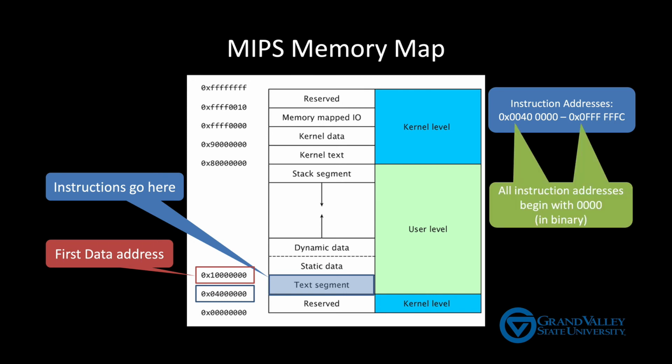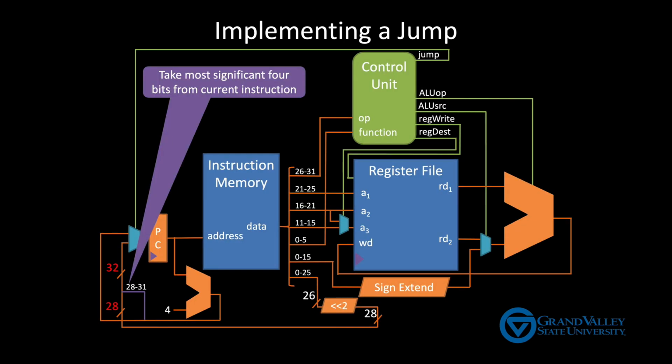MIPS takes advantage of this by taking the most significant 4 bits from the current address and using them as the most significant 4 bits of the jump target as well. This works for user code because those 4 bits are always 0. So now we have the complete implementation of the jump instruction in MIPS.